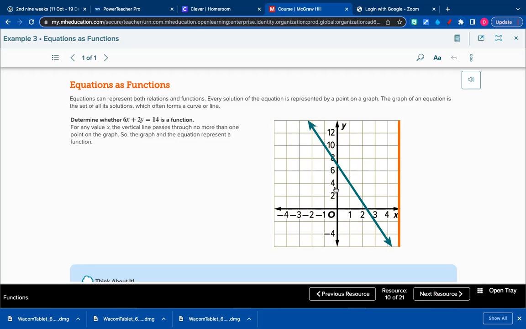We can tell it's a function because we're doing the vertical line test right here. It only passes through one point at a time on the graph. So the graph and the equation represent a function.